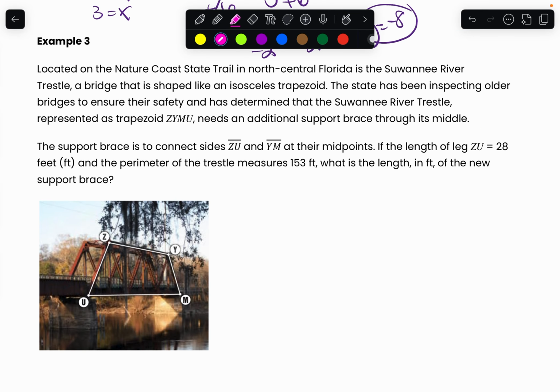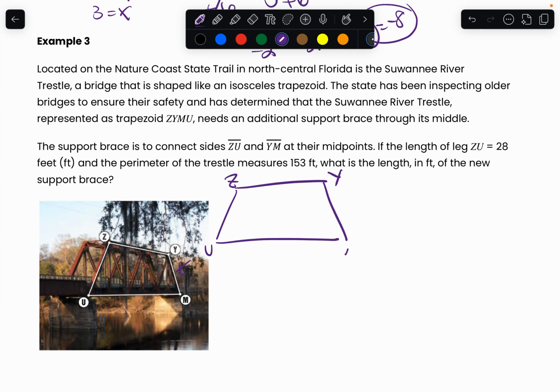Now, located on the Natural Coast State Trail in north central Florida is the Suwannee River Trestle, a bridge that's shaped like an isosceles trapezoid. The state has been inspecting older bridges to ensure their safety and has determined that the Suwannee River Trestle, presented as trapezoid ZYMU, needs additional support brace to its middle. So let's go ahead and draw my trapezoid. I'm going to redraw it because I had to label it and this picture is not very good to label.